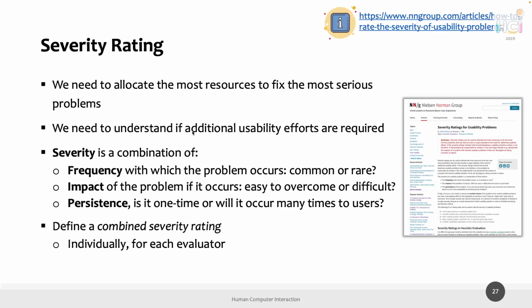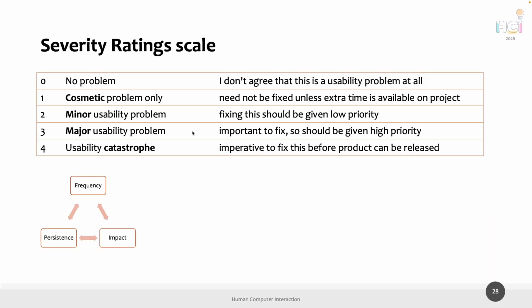And then we have persistence. Is the problem happening every time I click the button, or just once, and then in some way I'm able to continue, okay? So considering these 3 different aspects, I should decide on a severity rating for the problem. Of course, first individually, and then by aggregating the consensus with the other experts.